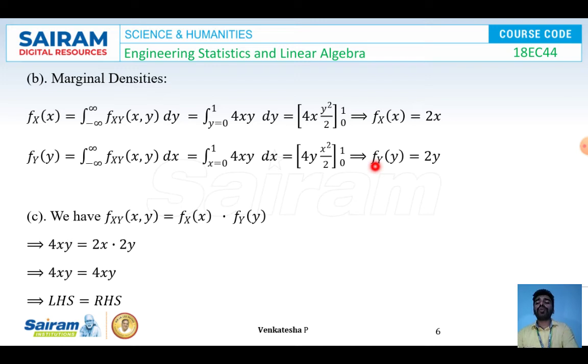Now I am going to prove whether the random variables x and y are independent or not. To prove x and y are independent, the condition is given by fxy of x comma y is equal to fx of x into fy of y. So I am replacing fxy of x comma y as 4xy, fx of x as 2x, and fy of y as 2y. So I got 4xy is equal to 4xy. So hence we got LHS is equal to RHS. Hence we can conclude the random variables x and y are independent random variables.